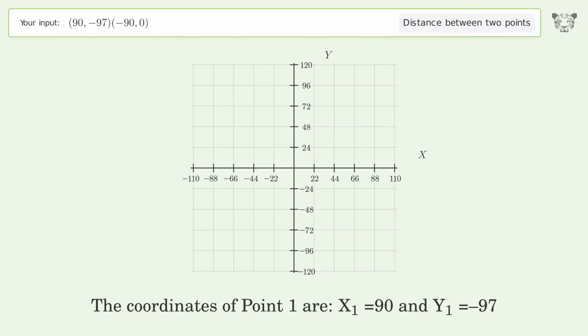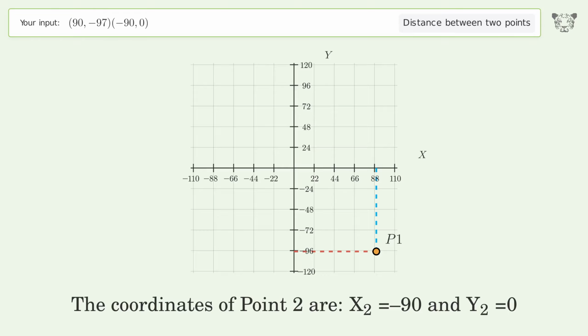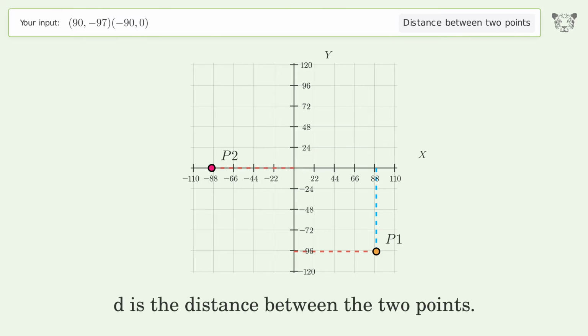The coordinates of point 1 are x1 equals 90 and y1 equals negative 97. The coordinates of point 2 are x2 equals negative 90 and y2 equals 0. D is the distance between the 2 points.